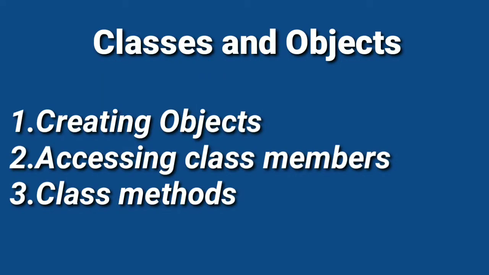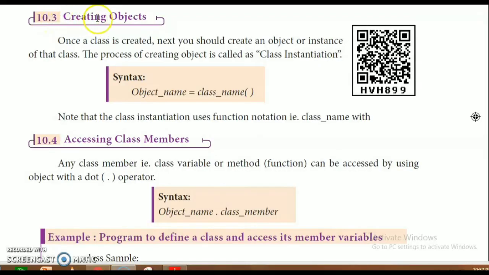Dear students, in this video, first you will see creating objects, then you will see accessing class members, and then finally you will see class methods. Creating objects. Once a class is created, next you should create an object or instance for that class. The process of creating an object is called class instantiation. This is very important to mark.